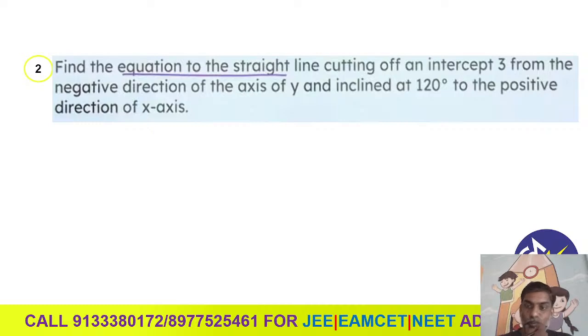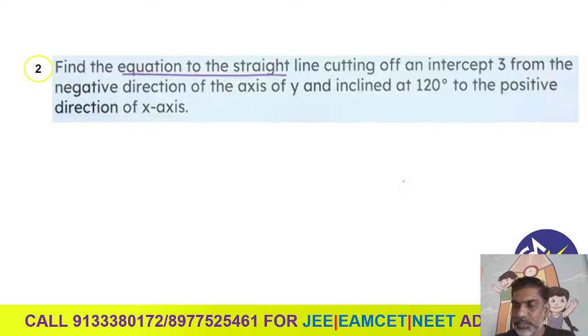Okay, next question number 2. So what is question number 2 here? Find the equation to the straight line cutting off an intercept 3 from the negative direction of the axis of y, and inclined at 120 degrees to the positive direction of x-axis. So here what they are saying: find the equation to the straight line cutting off an intercept 3 from the negative direction of the axis of y.